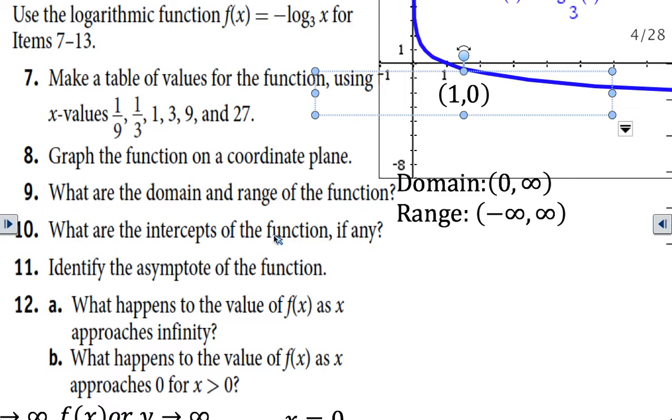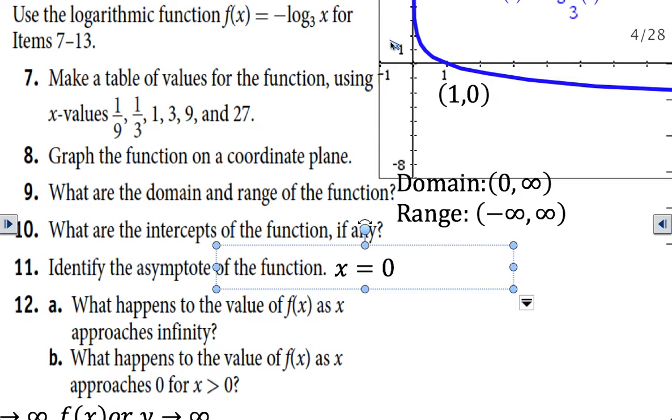And then, identify the asymptotes of the function. Well, your asymptote is when x equals 0. We talked about this in class several days ago. So the asymptote is this vertical line here at the y-axis, and a lot of people want to put down that it would be y equals 0, but it's not going to be there. It's going to be at x equals 0, because the value right here is x equals 0, not y equals 0.